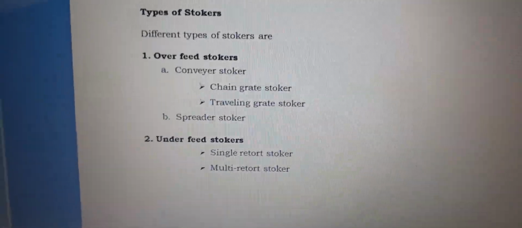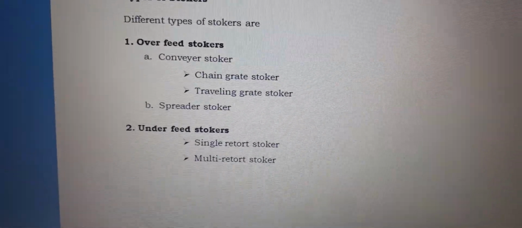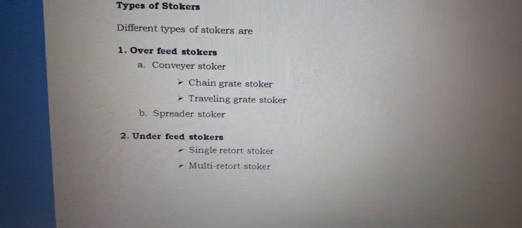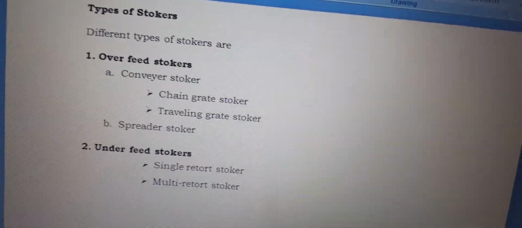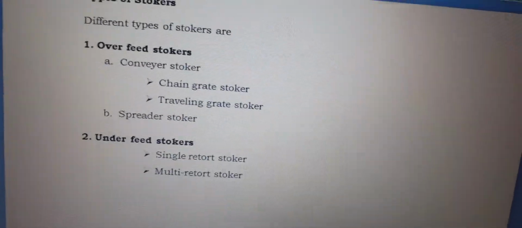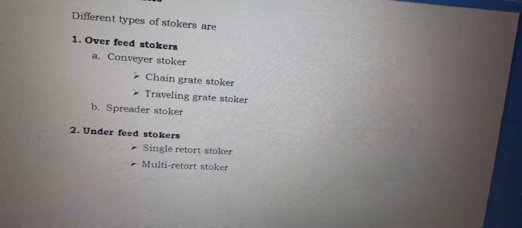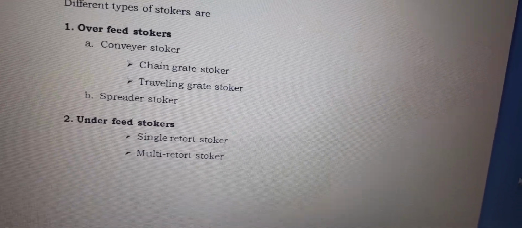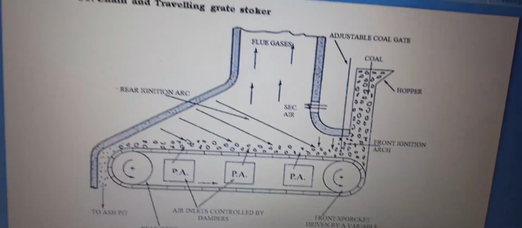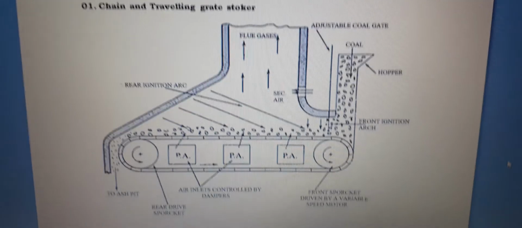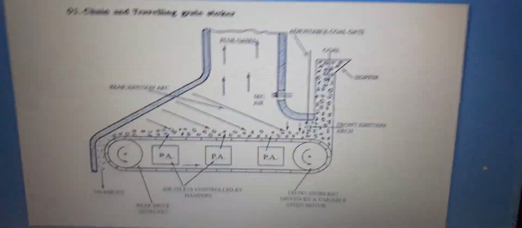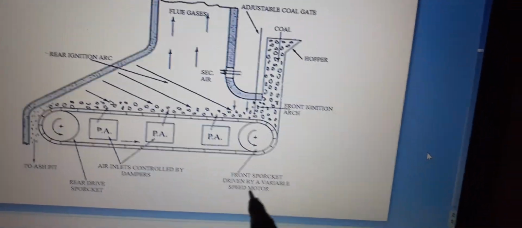Next, types of stokers. Different types of stokers are overfeed stokers, that is conveyor stoker, chain grate stoker, traveling grate stoker, and the second one is spreader stoker, and underfeed stokers, single retort stoker, multi retort stoker. So you all can see here chain and traveling grate stoker.